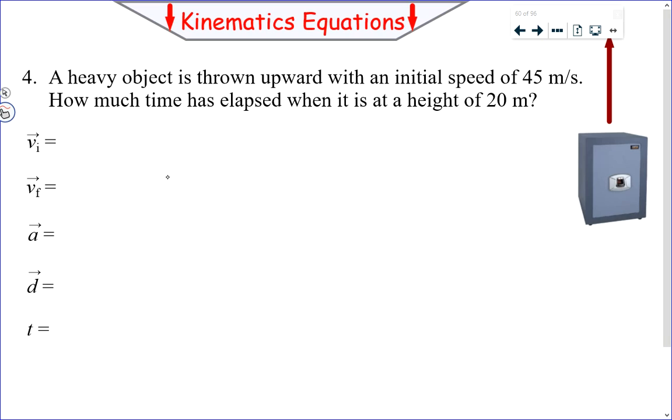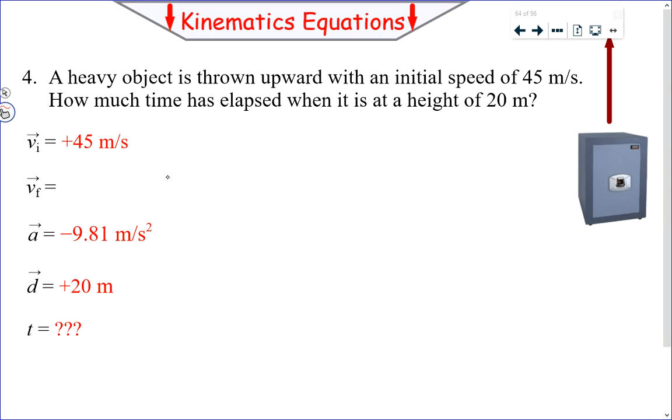So let's just follow the math here. VI is positive 45. VF, we do not know. We're not told what it is. The acceleration due to gravity is negative 9.81 meters per second squared. The displacement is positive 20. We want to know when it is at a height of 20, which means it's 20 meters above where it started, which means the displacement is positive 20. When I say we want to know when, that means we want to know the time.